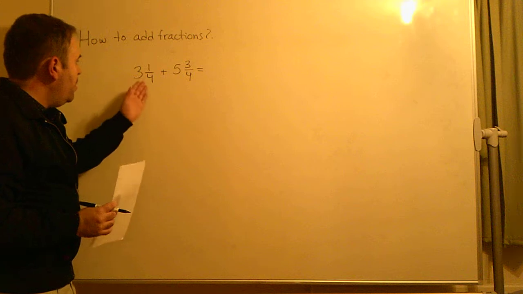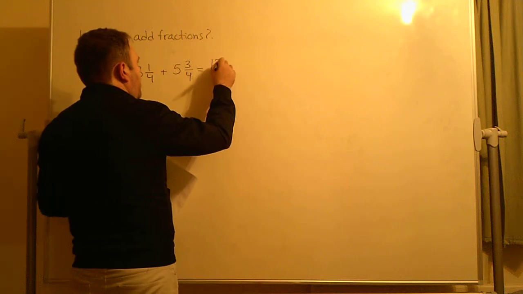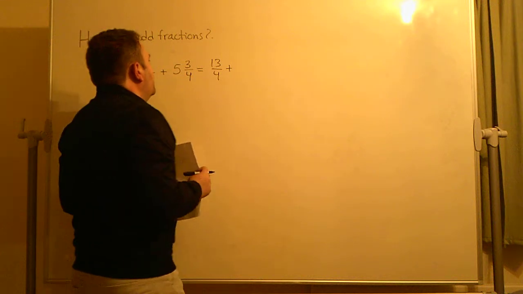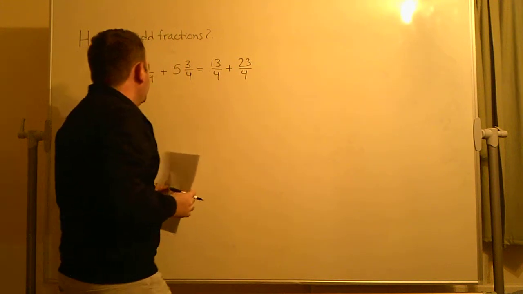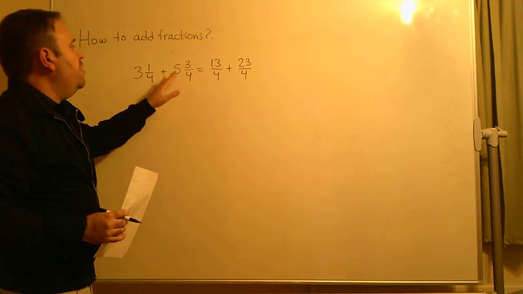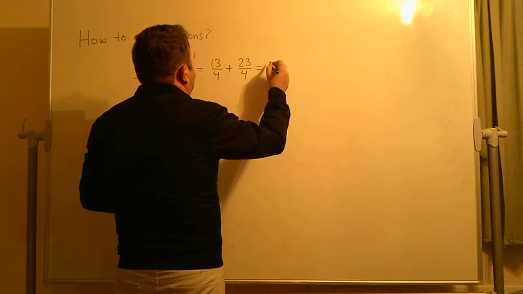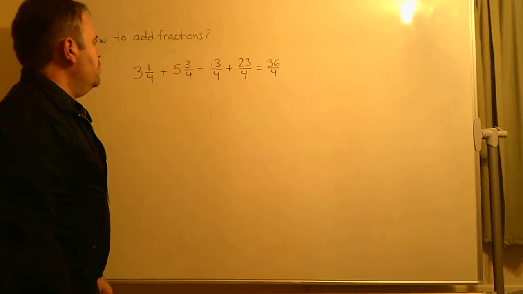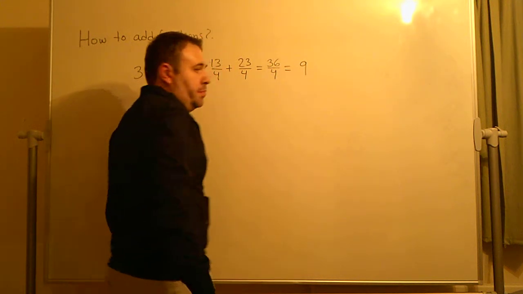So this will be equal to 4 times 3 is 12 plus 1, 13/4 plus 4 times 5 is 20 plus 3, 23/4. And then we would have that this is 36/4. Okay, and then 36 divided by 4 turns out to be 9. And that's it.